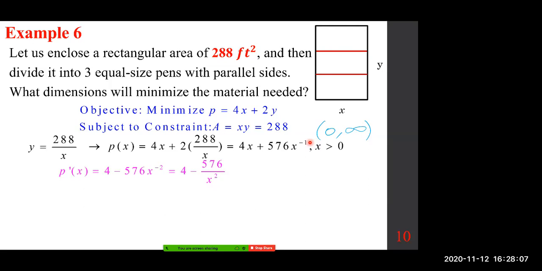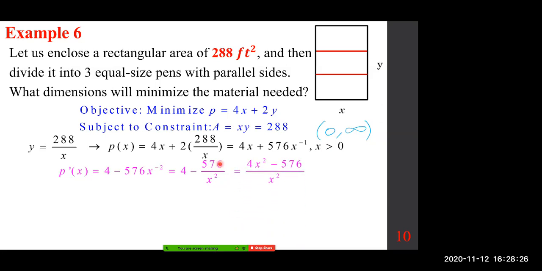Now this is 500 minus 576 divided by x squared, which is the same thing. Now, why are we writing it like this? So we can get to the critical points by taking a common denominator. This becomes 4x squared minus 576.